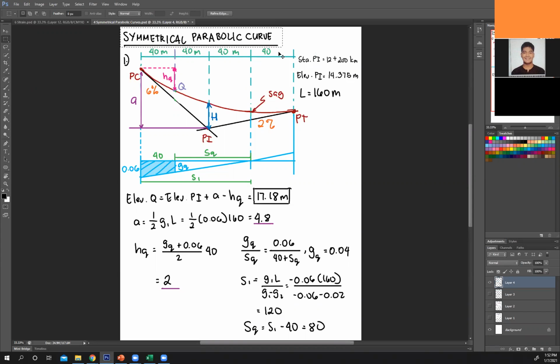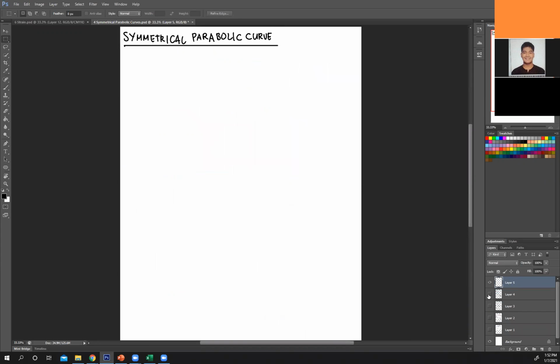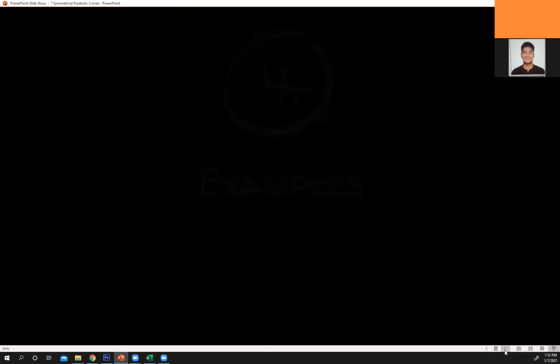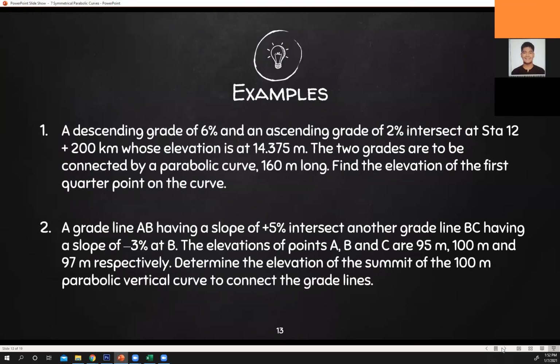So number 2 is pretty easy. A grade line AB having a slope of 5%, positive 5, so that's upward, intersects another grade line BC having a slope of negative 3% at B. The elevations of points A, B, C are 95, 100, and 97 respectively. Determine the elevation of the summit of the 100-meter parabolic vertical curve to connect the grade lines.